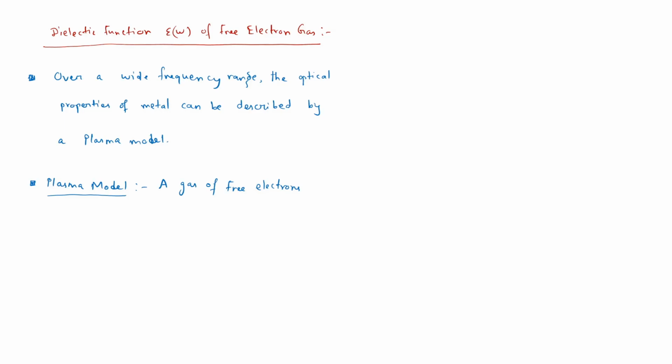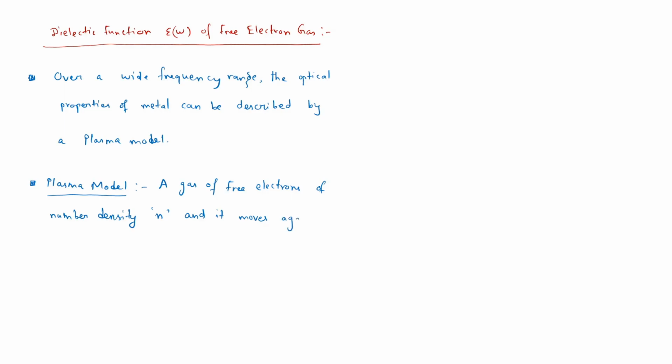And what we will assume is that this gas of free electrons will have a number density n, and it moves against a background of positive ions. For example, if you take a metal, it's sodium, so there are sodium ions, and the free electron, that is the s orbital electron, is moving around freely.